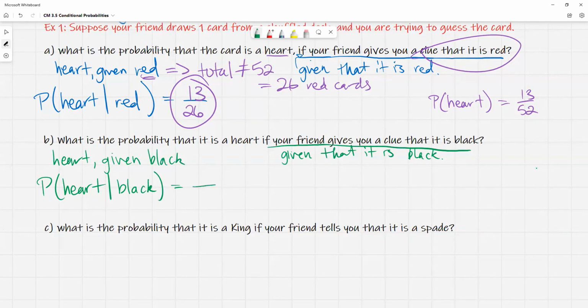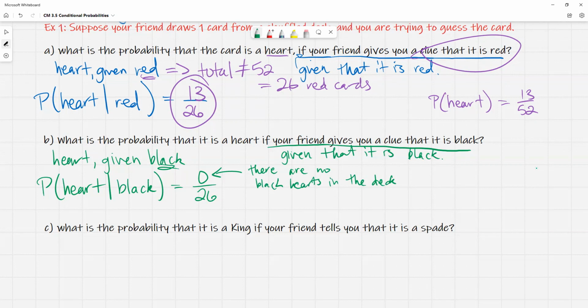So our denominator changes to 26 because again, there's only 26 black cards, right? And now out of those 26 black cards, how many do we have that are hearts? Hopefully you're thinking 0, okay? Because there are no black hearts in the deck, right? You can kind of look back at those pictures that we have in our previous practices, and you'll see that all the hearts are red, okay?